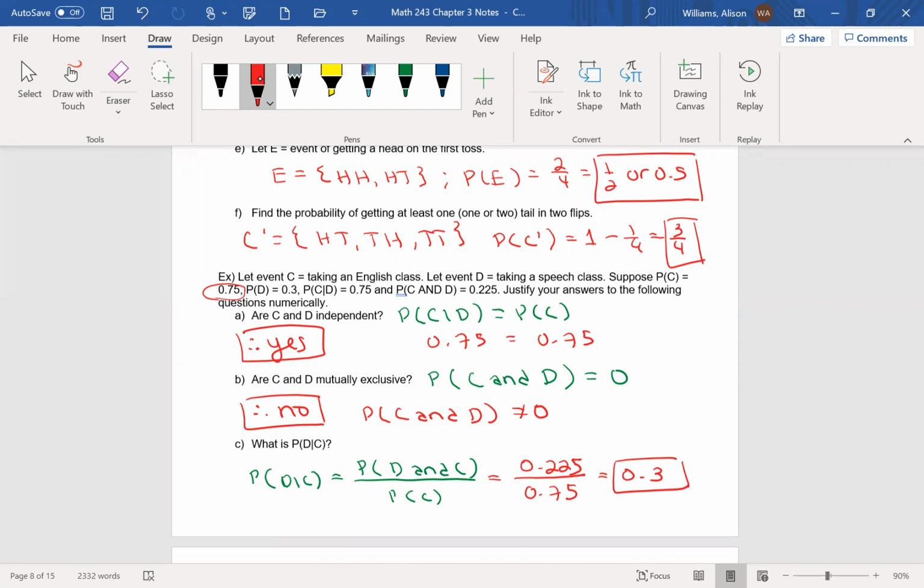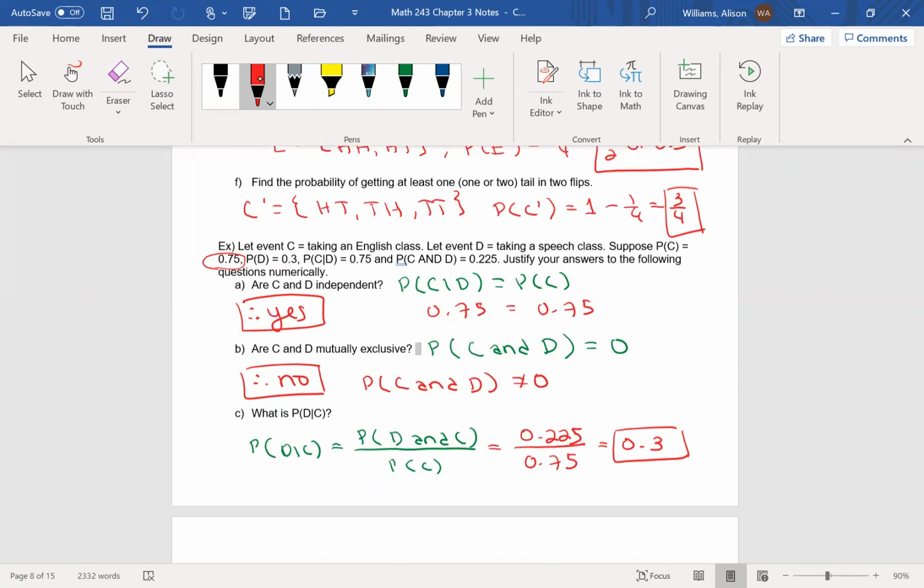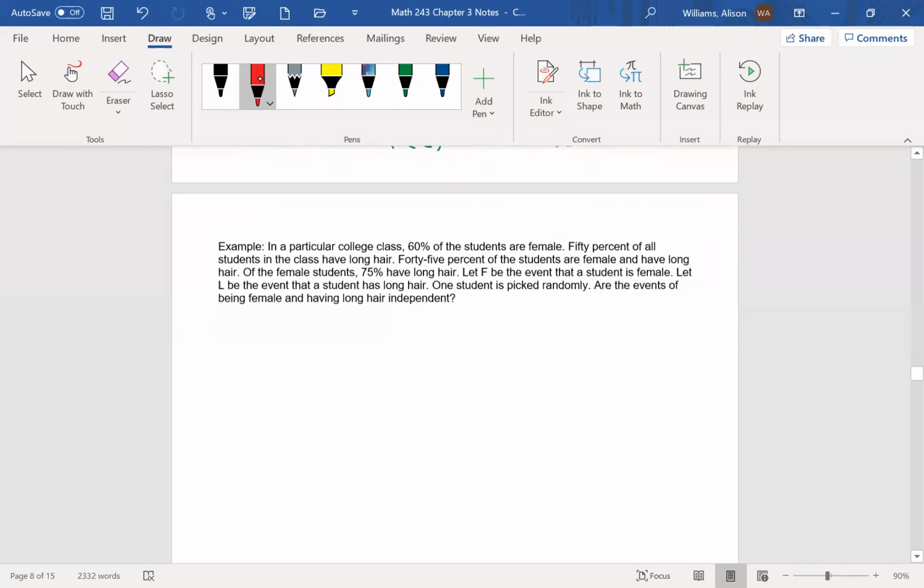So those are little problems that help us use some formula checks to answer those questions. All right, so let's look at this last example here. In a particular class, 60% of the students are female. 50% of all the students in the class have long hair. 45% are female and have long hair. Of the female students, 75% have long hair. Let F be female, let L be long hair. Okay, wow, so a lot of information. Let's label what they have given us here, with their labels. So F being female, L being long hair.